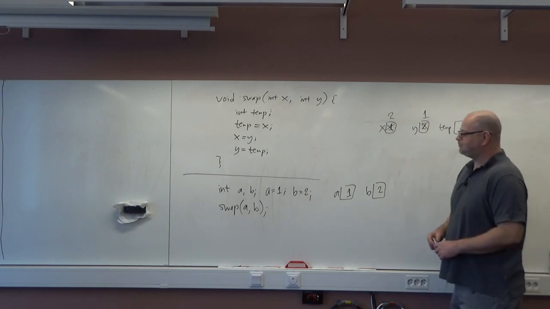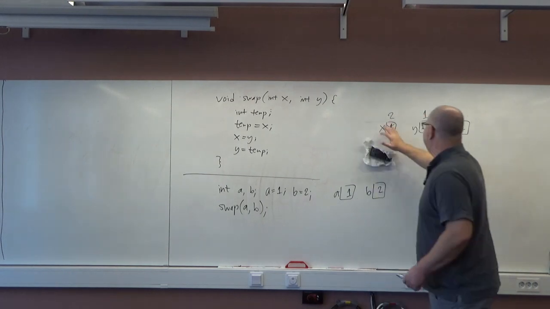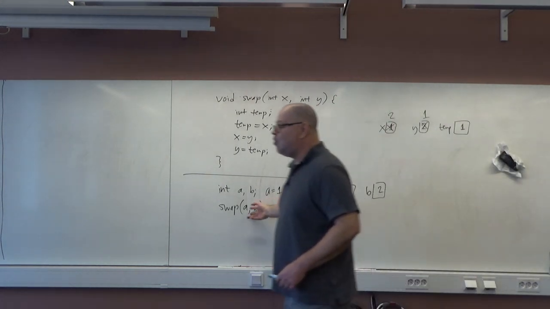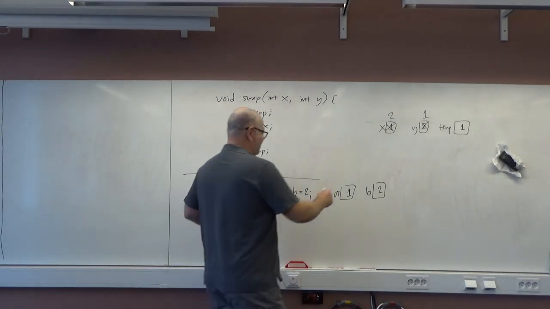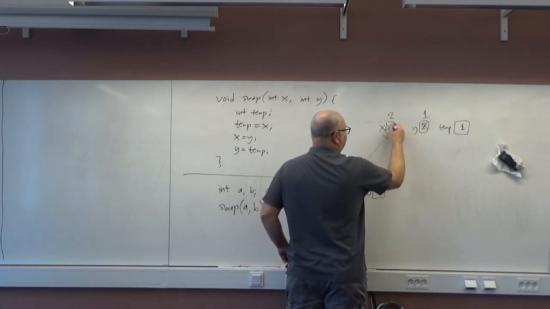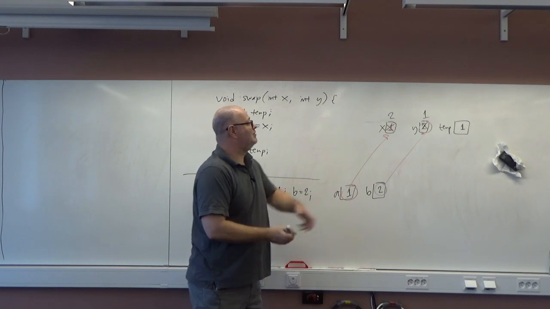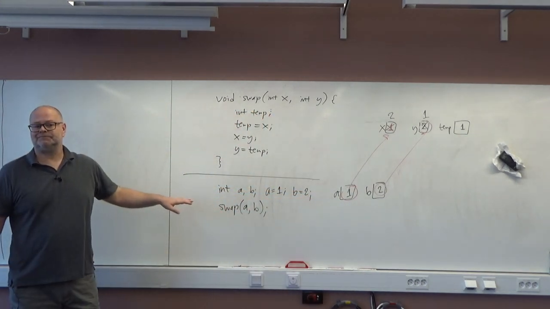As we said, yes, up here I have two local variables, x and y. And when I call swap, I send the values 1 to x and 2 to y. And then I swap the contents of x and y. But A and B are not affected at all.